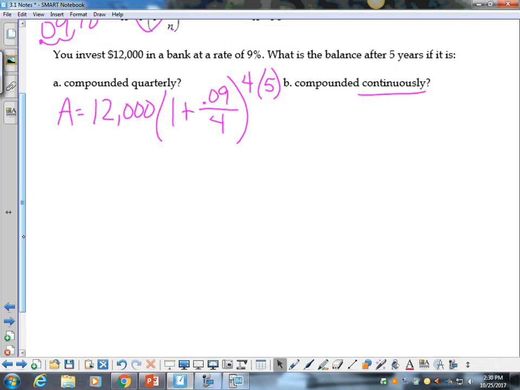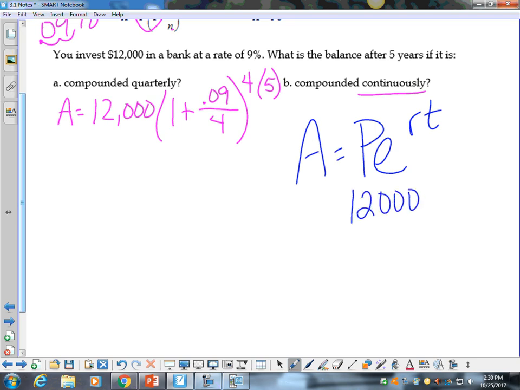Okay, so now compounded continuously. P E to the R T. So P is your principal. Who's E? E is E. To the, who's your R? 0.09. And how long are we going? So do you see how there's no N? Okay, type this in.